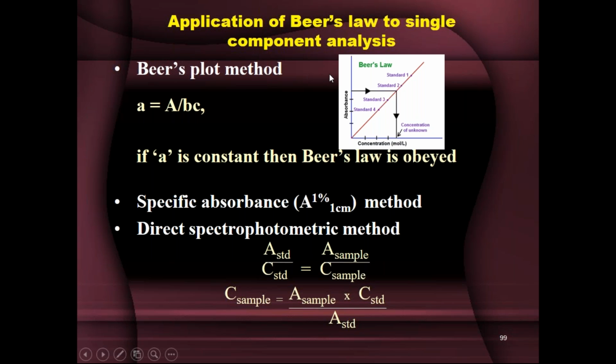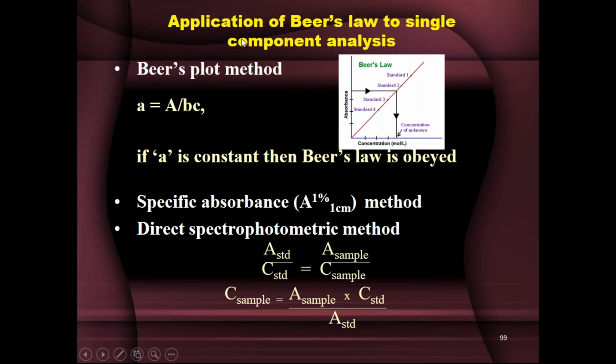Now single component samples means the sample has only one substance which is capable of absorbing. In such a case, what we do is first you have to run a spectrum. What is a spectrum? It's a plot of absorbance versus the wavelength. So where you get the peak, that corresponding wavelength is the lambda max. Generally, we prefer to choose the lambda max for constructing a Beer's plot because it gives you maximum sensitivity.